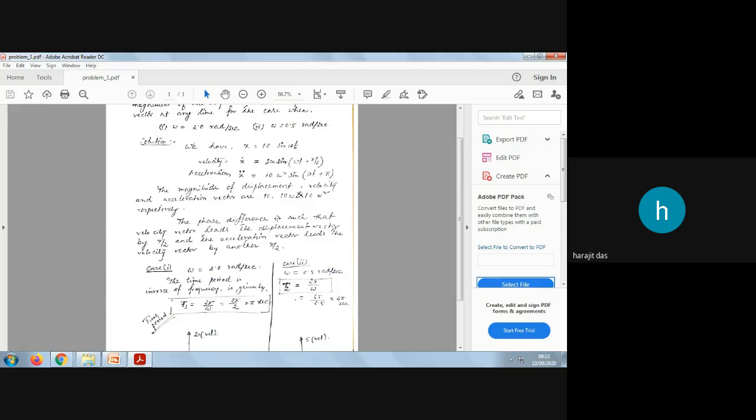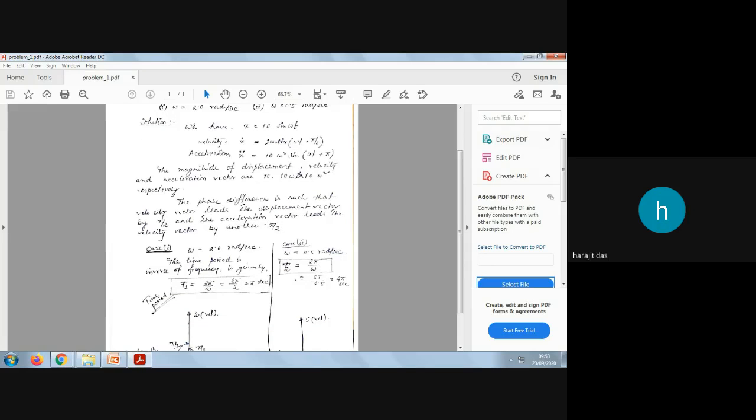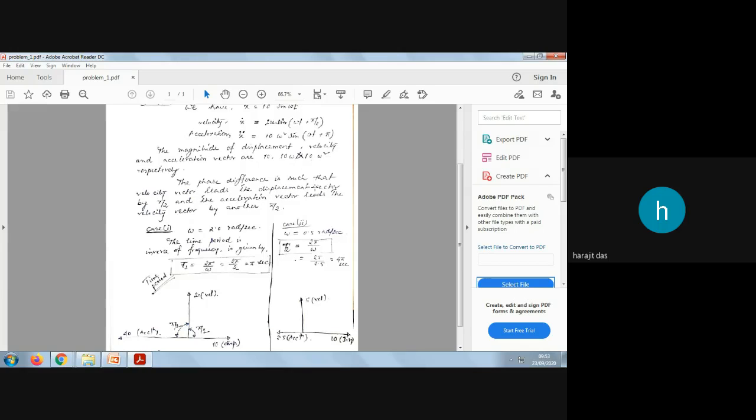The first coefficient in front of each sine curve will be the magnitude: this is the magnitude of amplitude, this is the magnitude of velocity, this is the magnitude of acceleration. The phase difference is such that the velocity vector leads the displacement vector by pi by 2, and the acceleration vector leads the velocity vector by pi by 2. Why have we written this? Because we need to represent this in graphical form. That is why I have added this line.